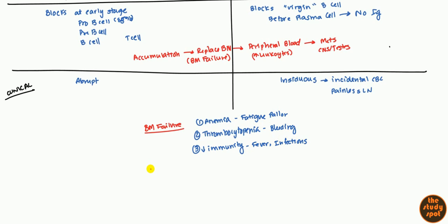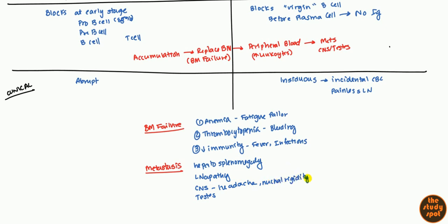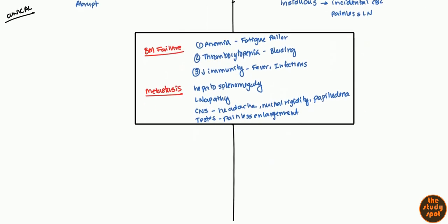Now, the other symptoms that are related to both are related to the metastasis. So this can be hepatosplenomegaly. Not only that, you can also get lymphadenopathy. It can also invade the CNS and testes. If it invades the CNS, you get headache, nuchal rigidity, and even papilledema if there's increased intracranial pressure. And if it does get to the testes, it's going to be painless enlargement of the testes. So that's one differential to think about. So these are the symptoms that are related to both of them.